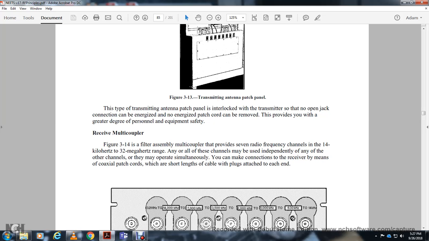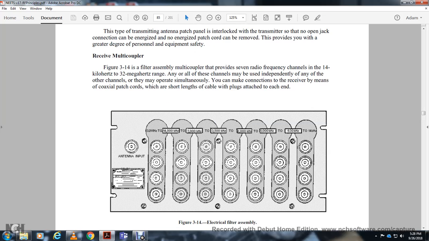Figure 314, the filter assembly multiple coupler, provides 7 radio frequency channels in a 14 kHz to 32 MHz range. Any of the channels may be tuned to an independent frequency, and all of the channels may operate simultaneously. You can make the connection to the receiver by means of coaxial patch cords, which are short lengths of cable with plugs attached to the ends.